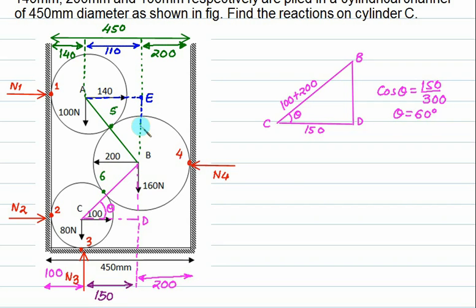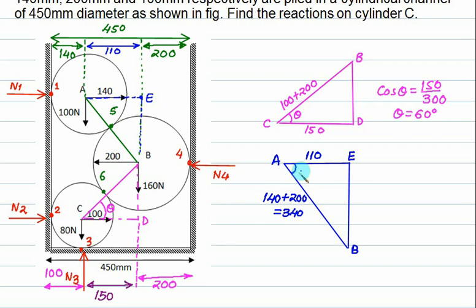I will take out this triangle outside again. A to E is 110, and A to B is the radius of cylinder A, which is 140, plus the radius of cylinder B, that is 200, equal to 340. This angle I will call beta, and therefore cos beta is adjacent 110 upon hypotenuse 340. So we can work out that angle beta is 71.12.